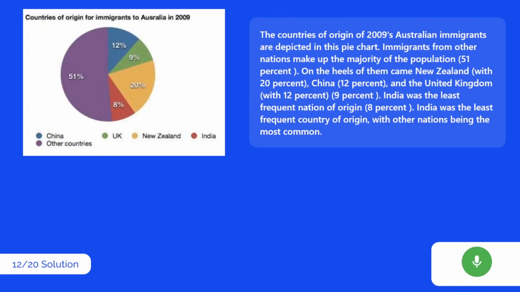The countries of origin of 2009's Australian immigrants are depicted in this pie chart. Immigrants from other nations make up the majority of the population, 51%. On the heels of them came New Zealand, with 20%, China, 12%, and the United Kingdom, 9%. India was the least frequent country of origin, with 8%, while other nations were the most common.